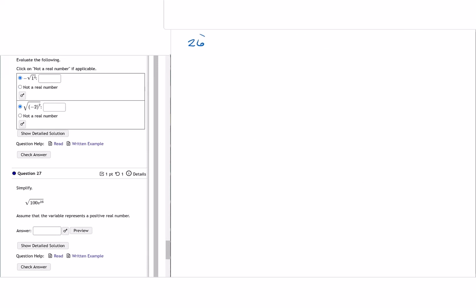For 26, negative the square root of 1 to the 4th power. Well, 1 to the 4th power is 1 times 1 times 1 times 1, which is still 1. The answer here would just be negative 1. The square root of negative 2 squared, this would be the same as the square root of negative 2 times negative 2, which is equal to the square root of 4, which is equal to positive 2.